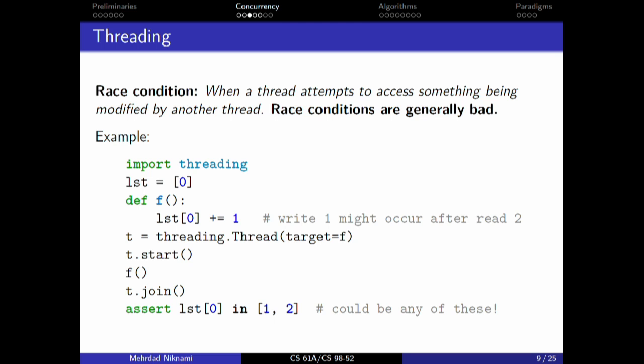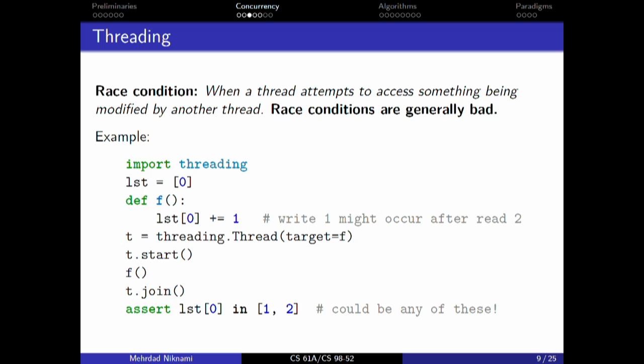Okay? Here's a very simple example. If you import threading and you have a shared global variable called LST, and in your function you just try to increment the first element, what happens is if you start another thread to do exactly the same thing, and then you do that too, this could end up being either 1 or 2, depending on the order in which things happen. Now, why is that?